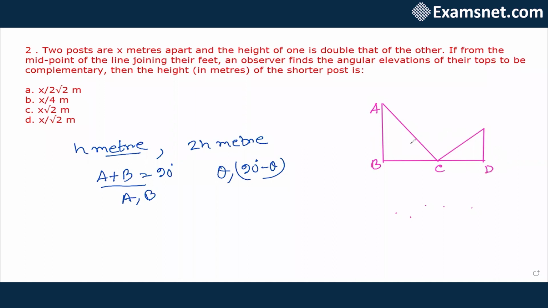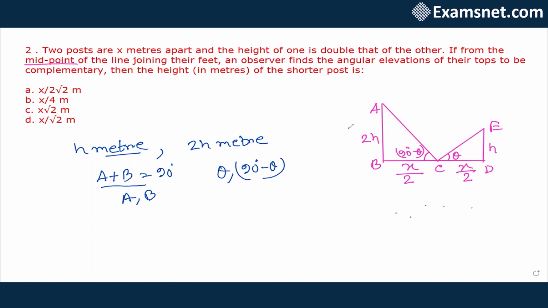Okay. So we can say that the angular elevation to the top of the shorter post be theta, and the angular elevation to the top of the larger post is 90° minus theta. Okay, and the height of DE is h, and the height of AB is 2h. And already we know that the posts are x meter apart. That means, since C is the midpoint, BC is x by 2, also CD is x by 2. Correct.